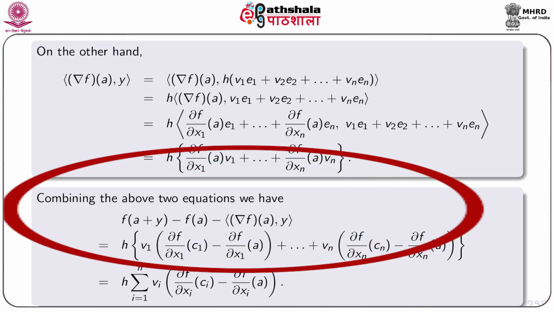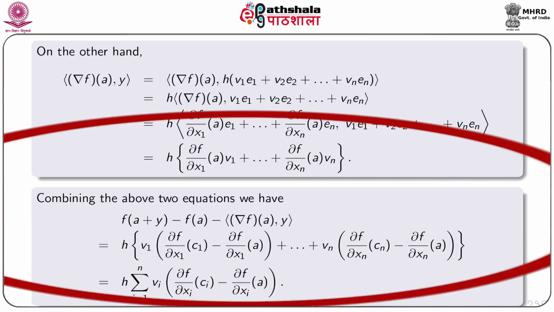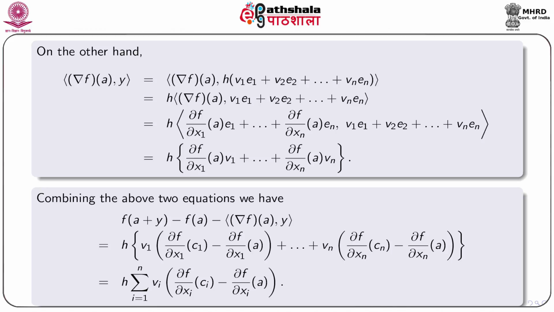Combining the above two relations, we find that f(a+y) − f(a) − inner product of grad f(a) and y equals, after some calculations, h times the summation of vᵢ [∂f/∂xᵢ at cᵢ − ∂f/∂xᵢ at a], where the summation runs from 1 to n.